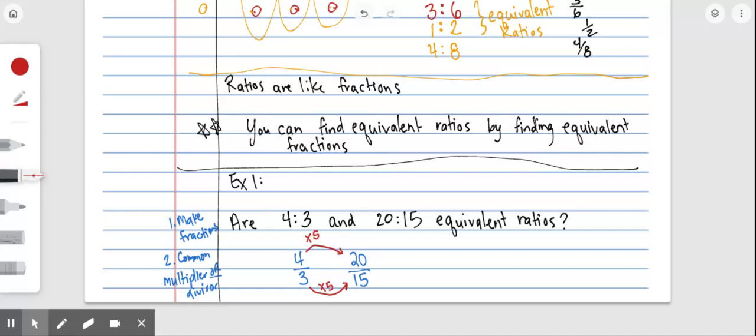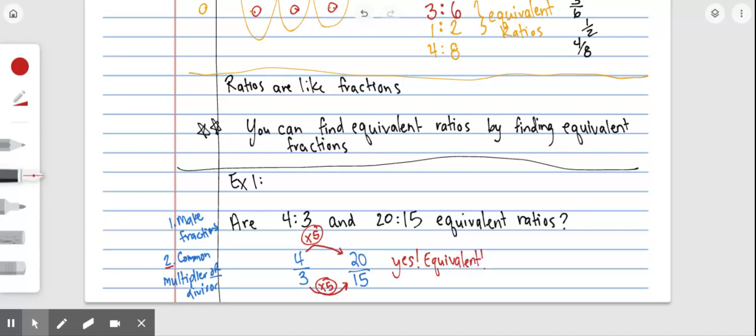Okay, so then step 2 says see if there's a common multiplier or divisor. Since I multiply by 5 in the numerator and the denominator, these are equivalent ratios. Yes, equivalent ratios.